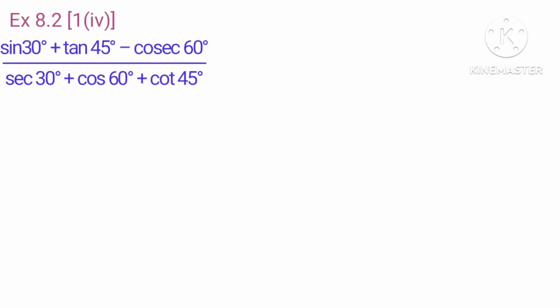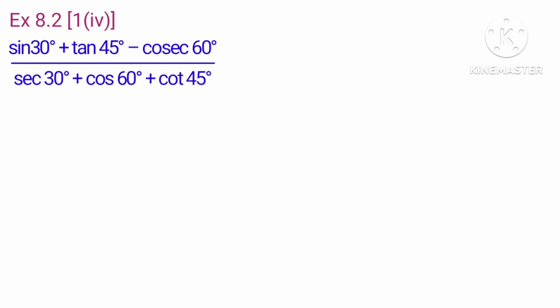Evaluate: sine 30 degree plus tan 45 degree minus cosecant 60 degree, divided by secant 30 degree plus cos 60 degree plus cot 45 degree. In the previous exercise, we were asked to solve sums based on trigonometrical ratios, but this exercise asks us to solve sums based on the trigonometrical table. So if you know the table very well, you can attempt any sort of trigonometrical table sums very easily. So the first three trigonometrical functions are reciprocals of the next three trigonometrical functions.